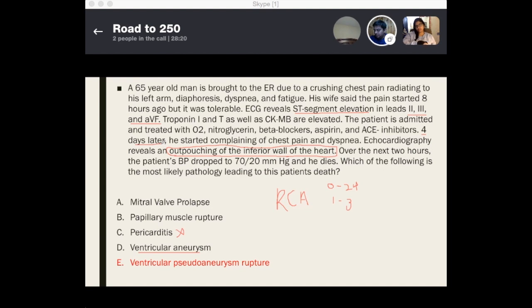And then 3 to 14 days later is when you're going to see what? Pseudoaneurysm. In First Aid, if you look at page 294, it says you can also see a free wall rupture. So the papillary muscle rupture can occur in the same timeline, but these two things are hand in hand. So papillary muscle rupture and mitral valve prolapse always work hand in hand. But when you look at the echocardiogram, you don't see any symptoms of a mitral valve prolapse.